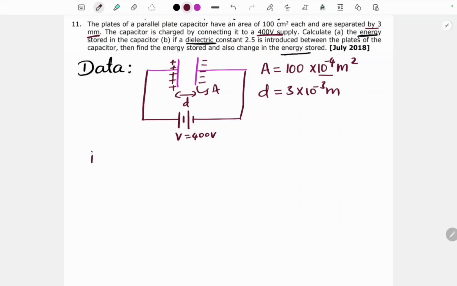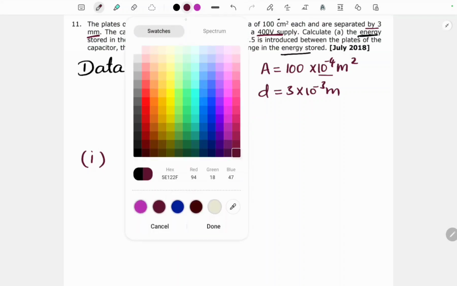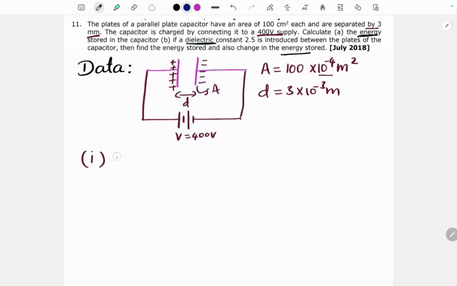We have the formula for energy stored in a capacitor, that is U is equal to half CV square. Actually there are three different formulae for this. You can make use of any one of them by taking into consideration the data. So what is the capacitance of a parallel plate capacitor? If there is no dielectric medium, the formula will be epsilon naught A divided by d. In the first case there is no dielectric medium, so we will write like this, into V square.